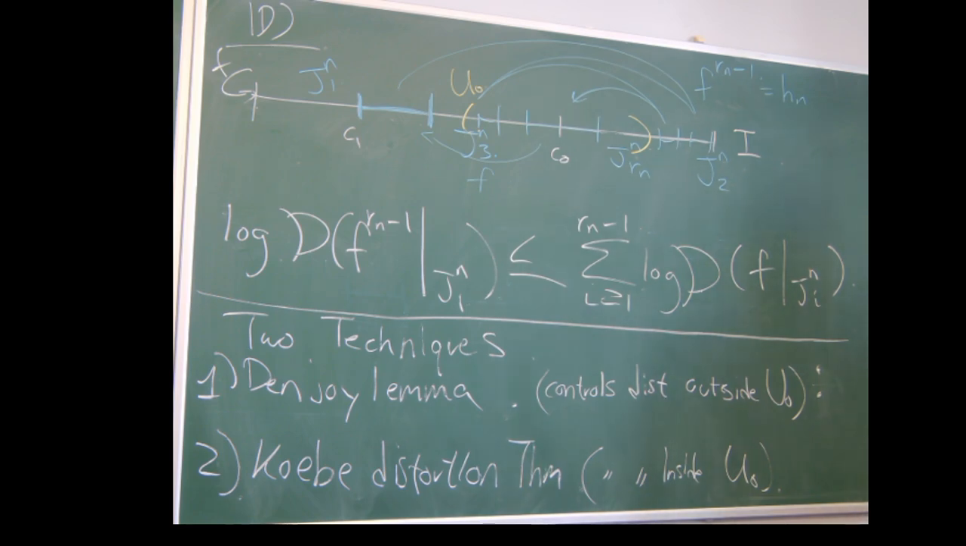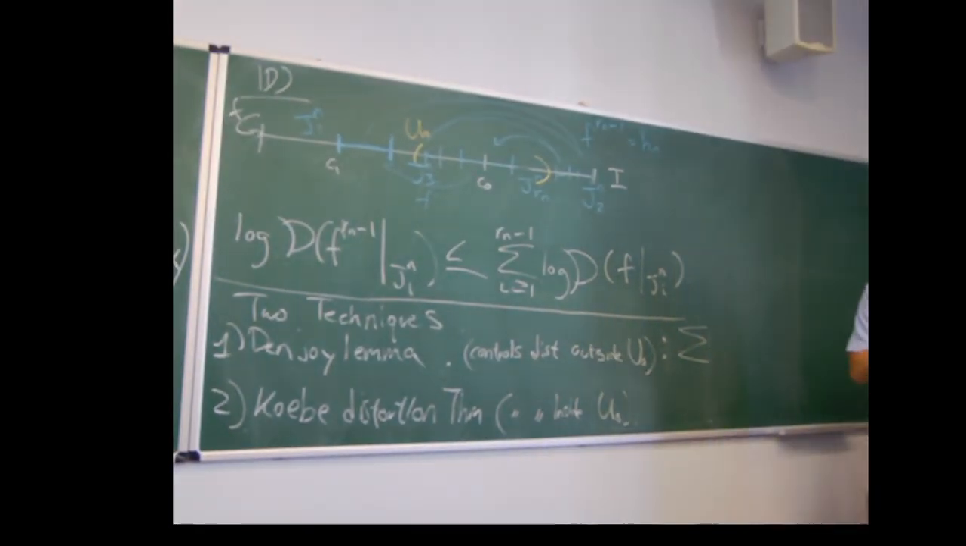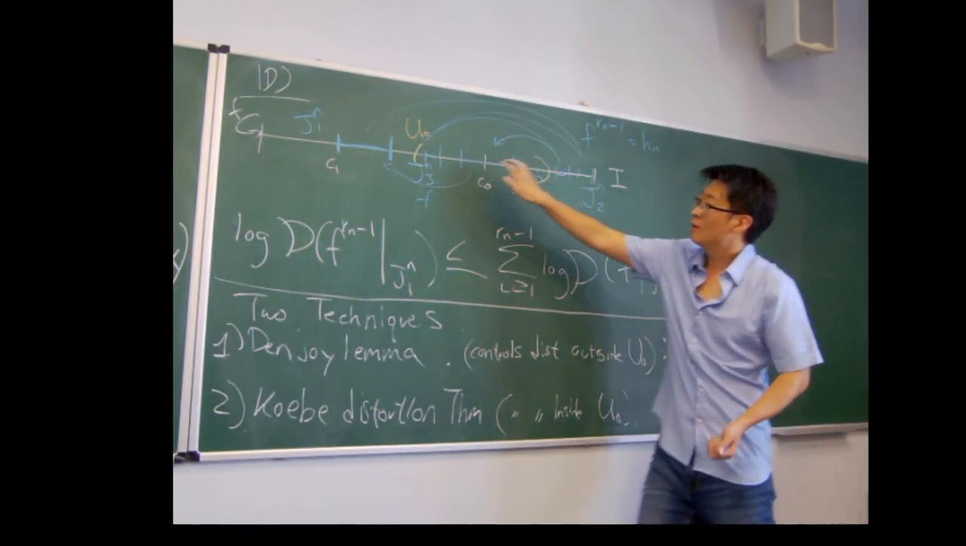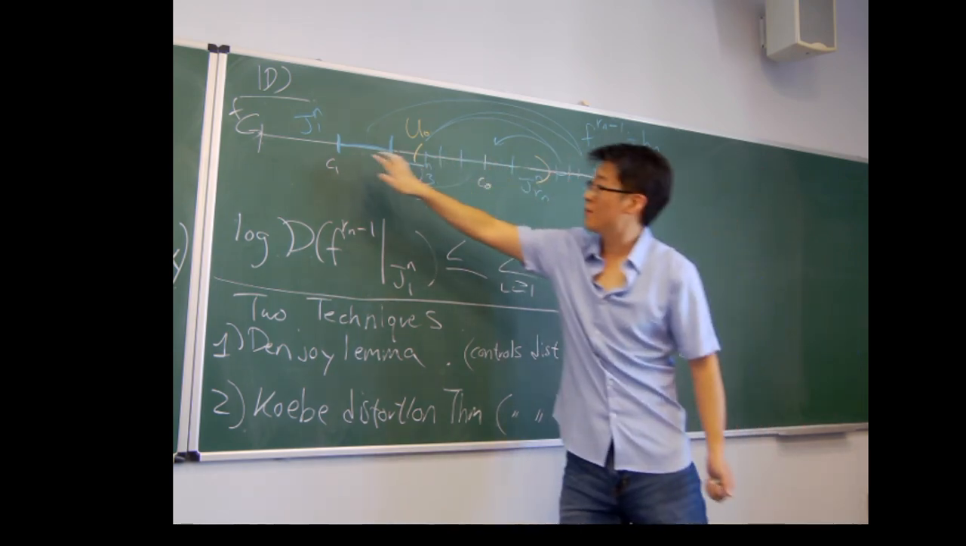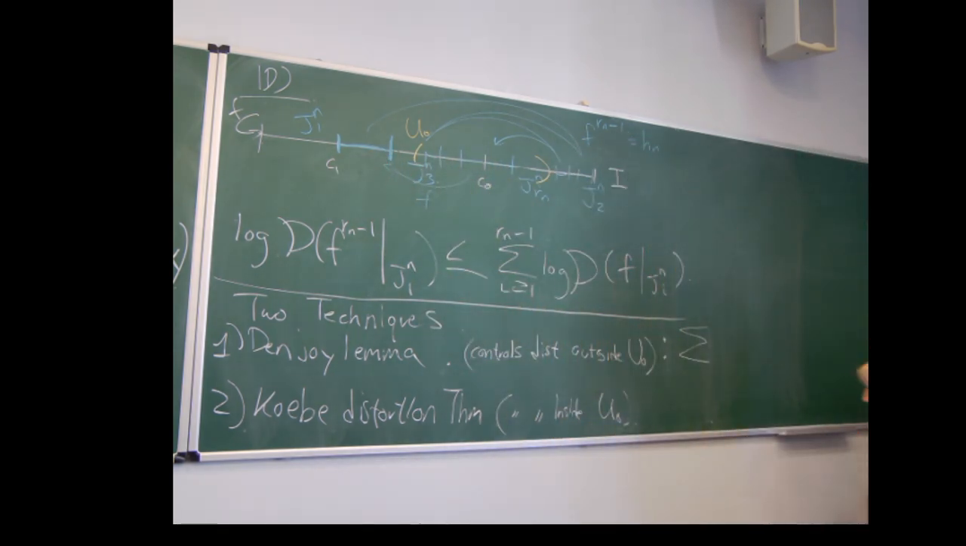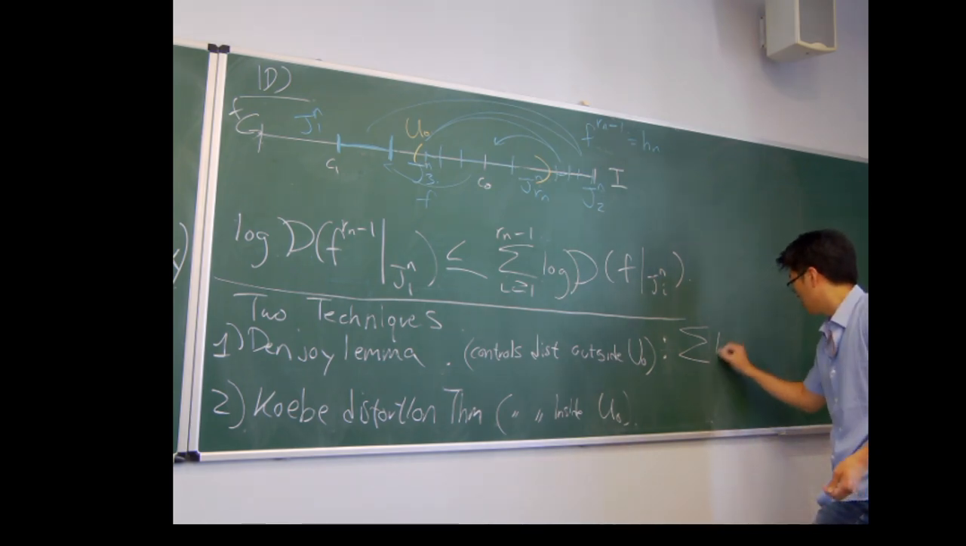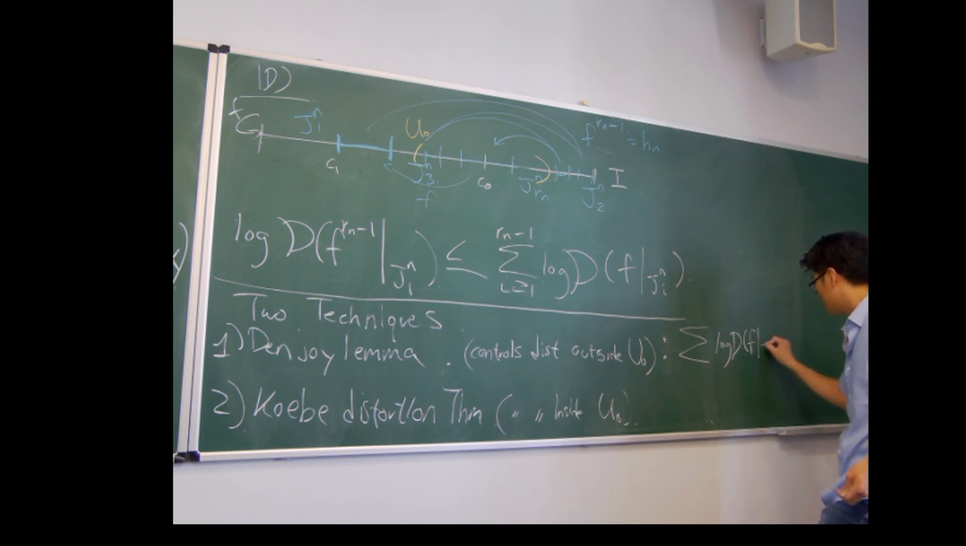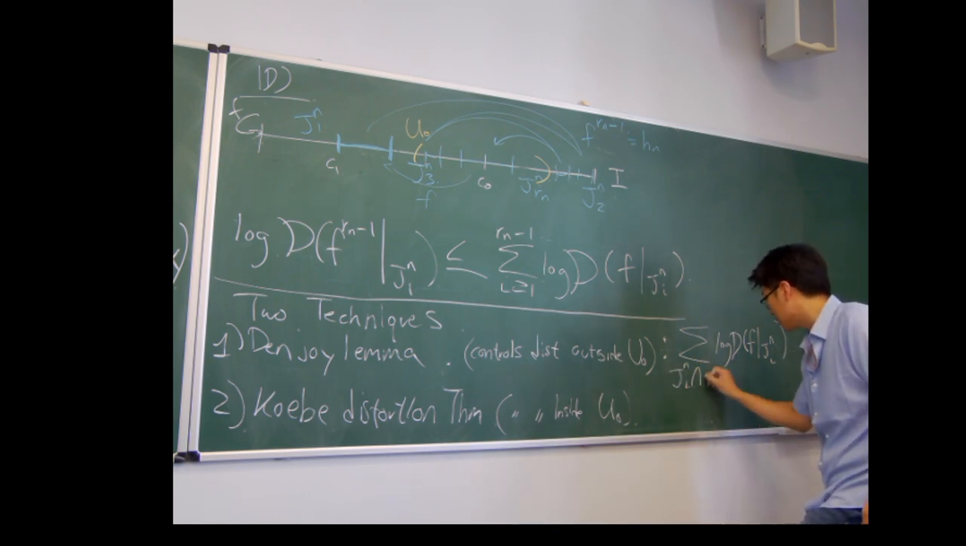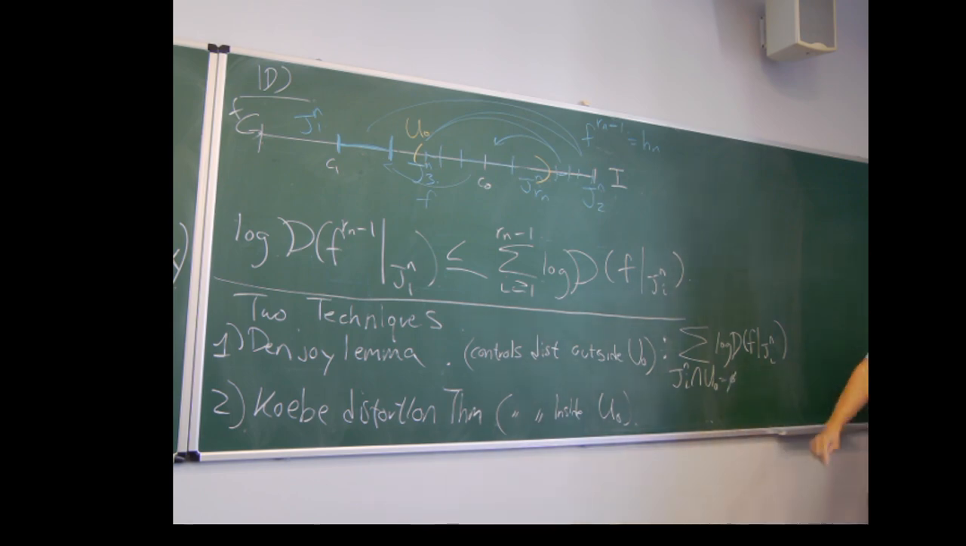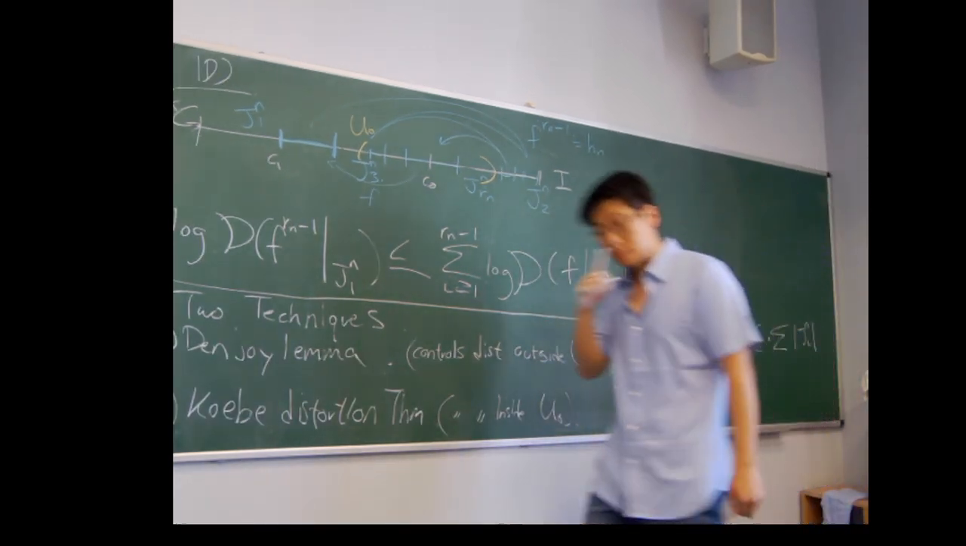This can be formulated as follows. If you look at the total contribution to the distortion from applying your map on places which stay away from the critical orbit, so if you add up all the contributions to log distortion of f, J, n, I, so that J, n, I does not intersect a neighborhood of the critical orbit, then this is uniformly bounded by some constant times the total length of all these intervals. So you take the sum of the lengths of J, n, I. This is what Denjoy's lemma tells us.